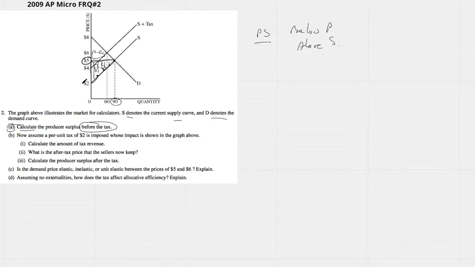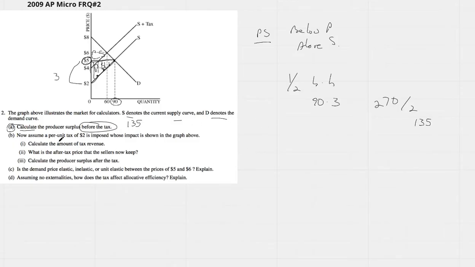So we can see that the height is from 2 to 5, and then the base is from 0 to 90. So it is 1/2 base times height, just the area of a triangle. If our height is 3, and this is 90, 3 times 90, what is that, 270? And then just divide that by 2. So is it 135? I think that's right, 135.